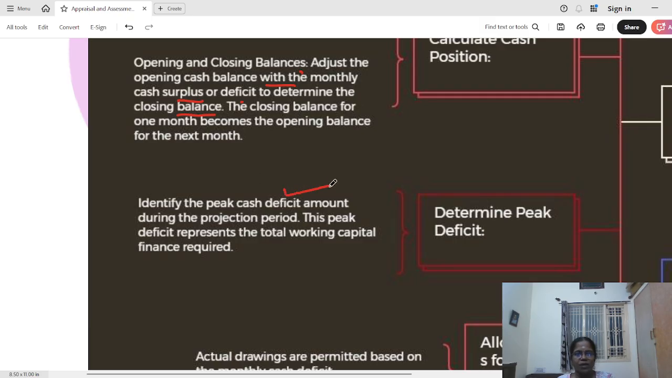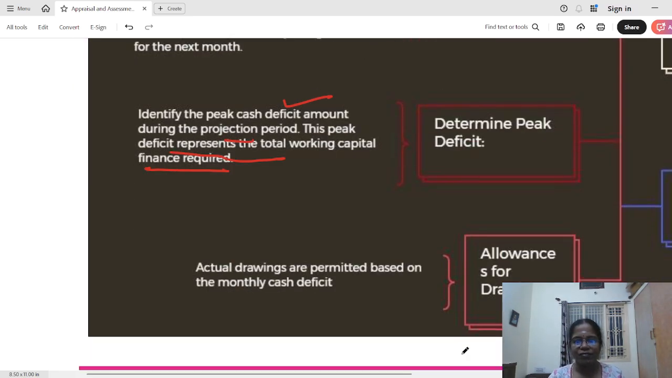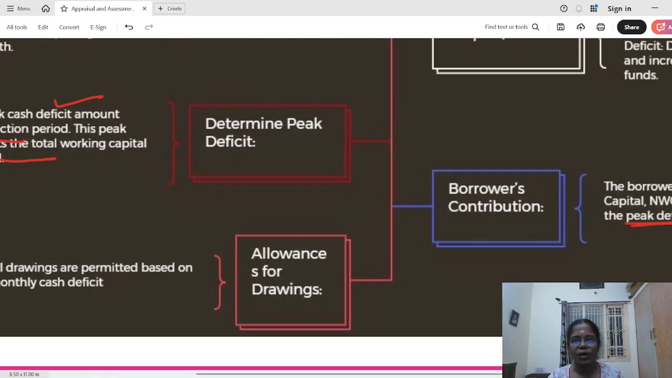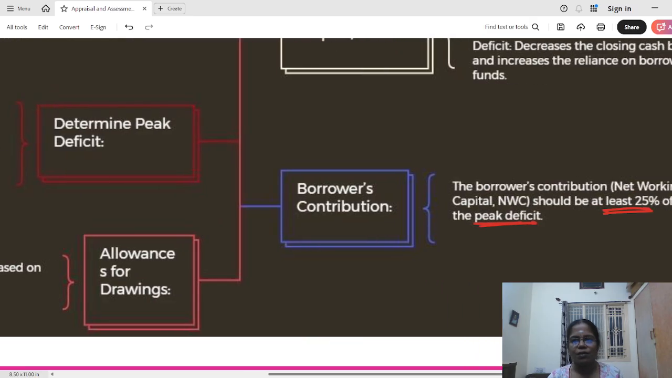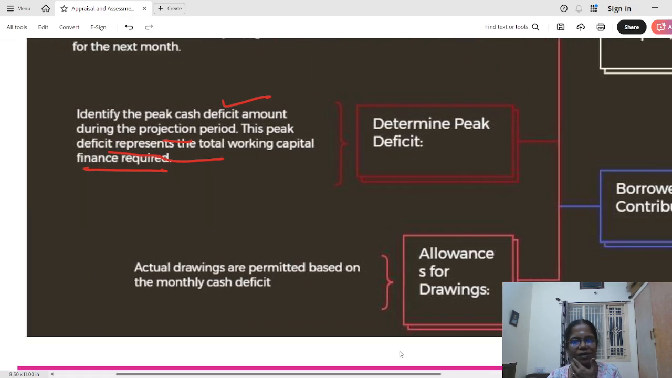So identifying the peak cash deficit amount during the projection period. The peak deficit represents the total working capital finance required. They need more of the working capital requirement. Okay, then allowances for drawings. So then finally what they will do, so borrower's contribution எவ்வளோ இருக்கும், the borrower's contribution to net working capital should be at least 25% of the peak deficit.